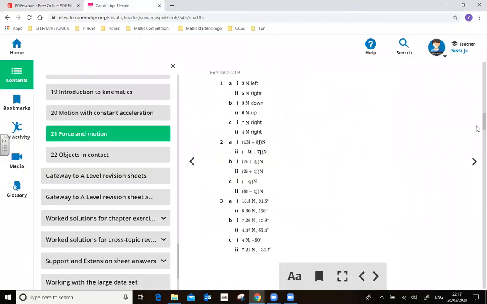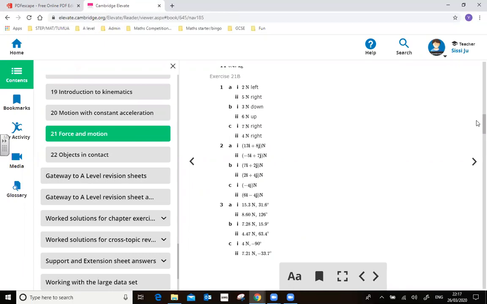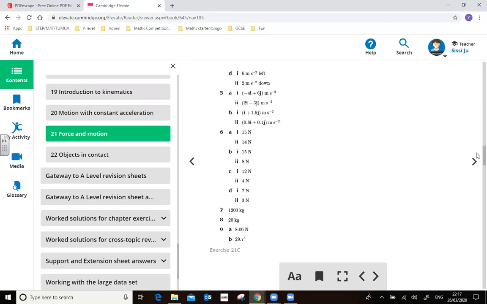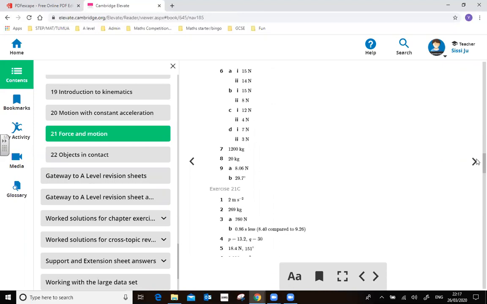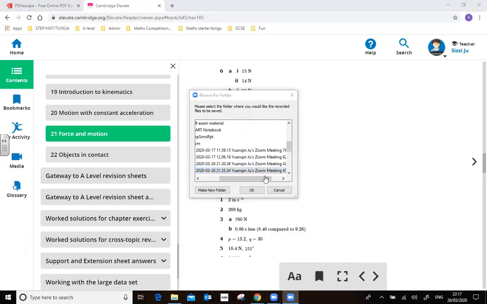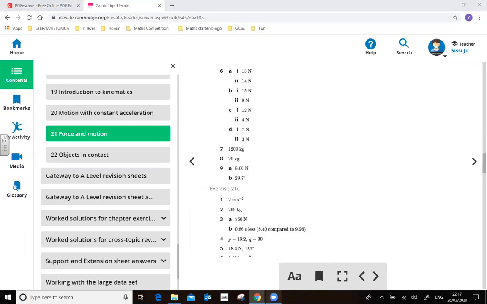And here's the answer for exercise 21B. Question 1, 2, and 3. Here's the answer for question 4, 5, and 6. And then 7, 8, and 9. Okay, sorry. So this is the end for this section.